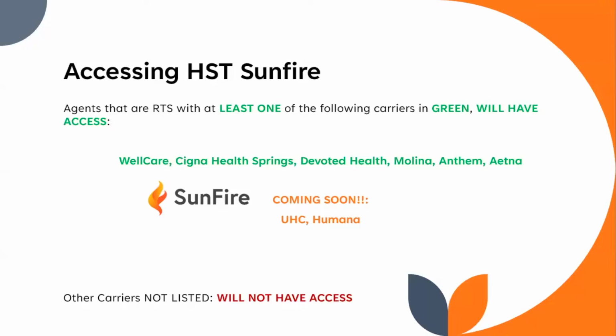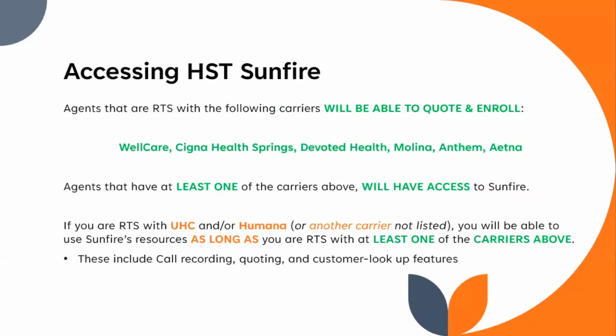However, this is a question that I know came up a lot. If you do have one of the carriers in green and you have access to the SunFire platform, you can quote multiple carriers in here. It's just the enrollment purposes, right? You could only enroll the carriers in green. I think I have it on the next slide, which I do, which is amazing. So agents that are ready to sell with the following carriers will be able to quote and enroll for the ones that are listed in green, right? So you just need one of the carriers listed in green and you'll have access.